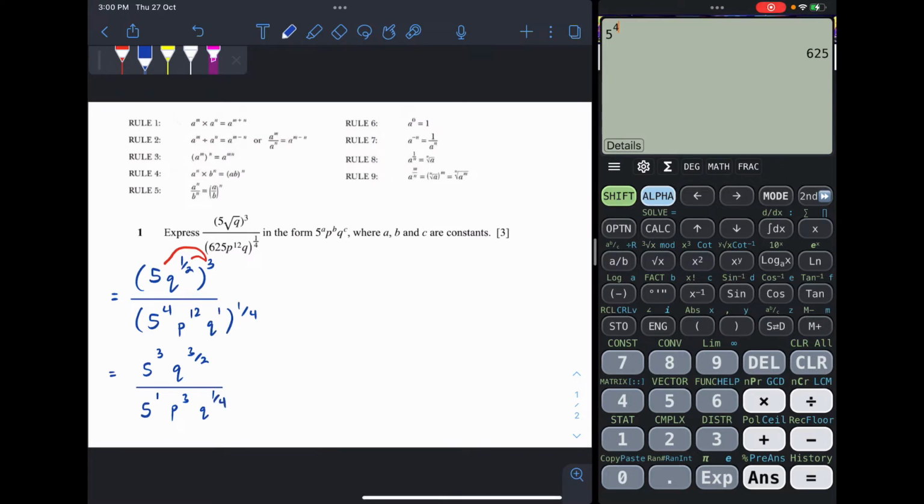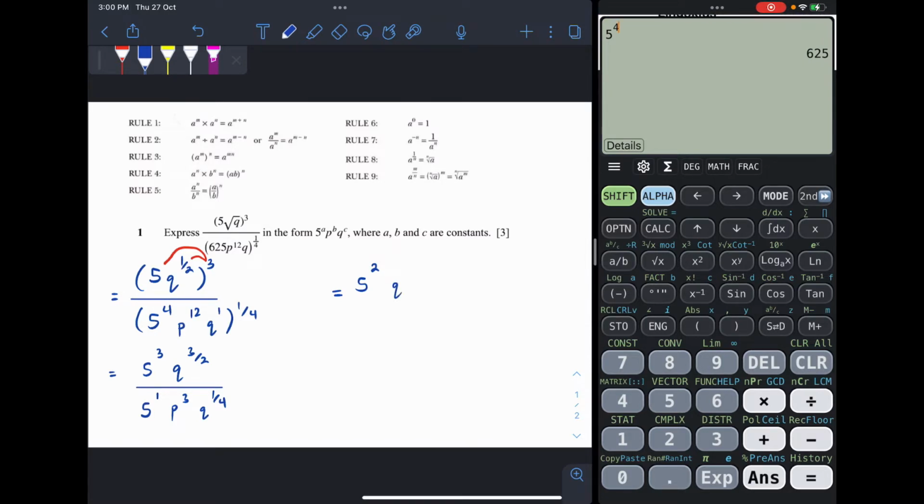What's the next rule that we're going to use? I can see that we have bases that are the same. For 5 and for q, they are the same from the top of the fraction to the bottom. We will deal with p later. When we have a fraction, or a divide, and the base is the same, we just need to minus the powers. So let's go and minus them. It will be 5, and you can write here 3 minus 1. 3 minus 1 is just 2.